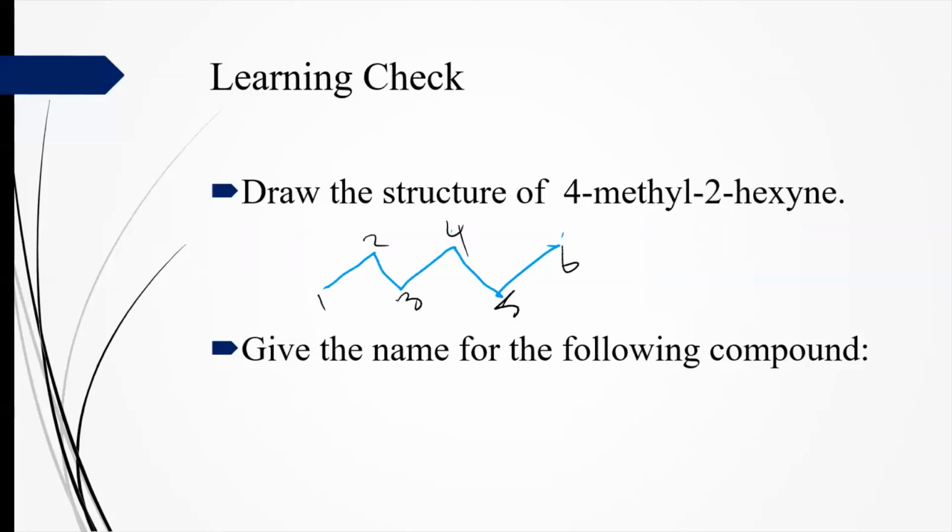Now I'm saying that I have a methyl group coming off of the 4. So that's going to be that one there. We can get rid of that 4 now. And then we have a triple bond coming from the 2 to the 3.